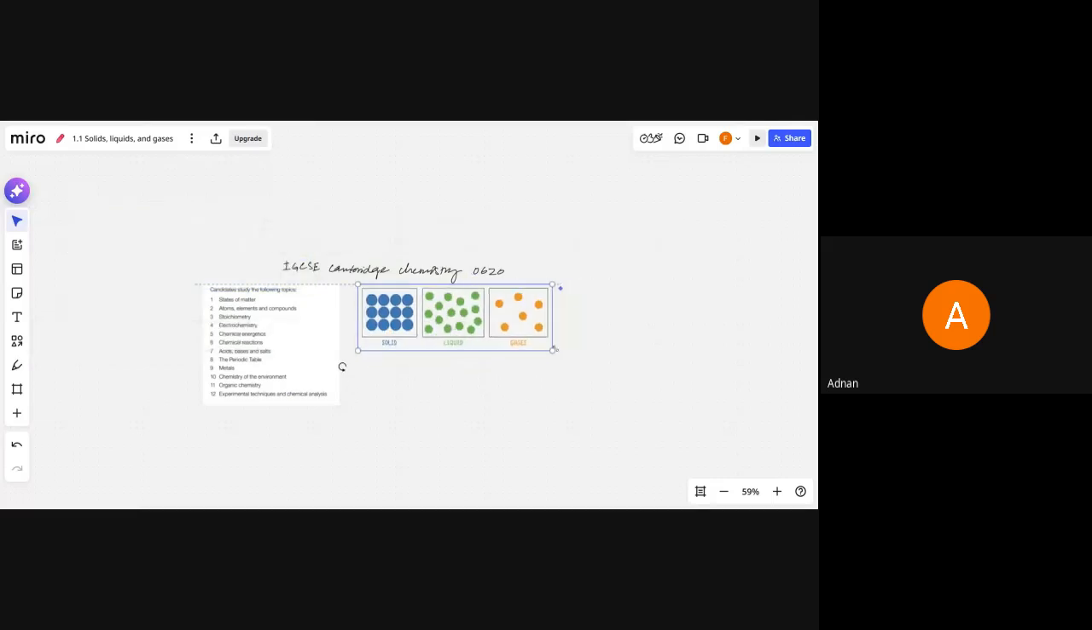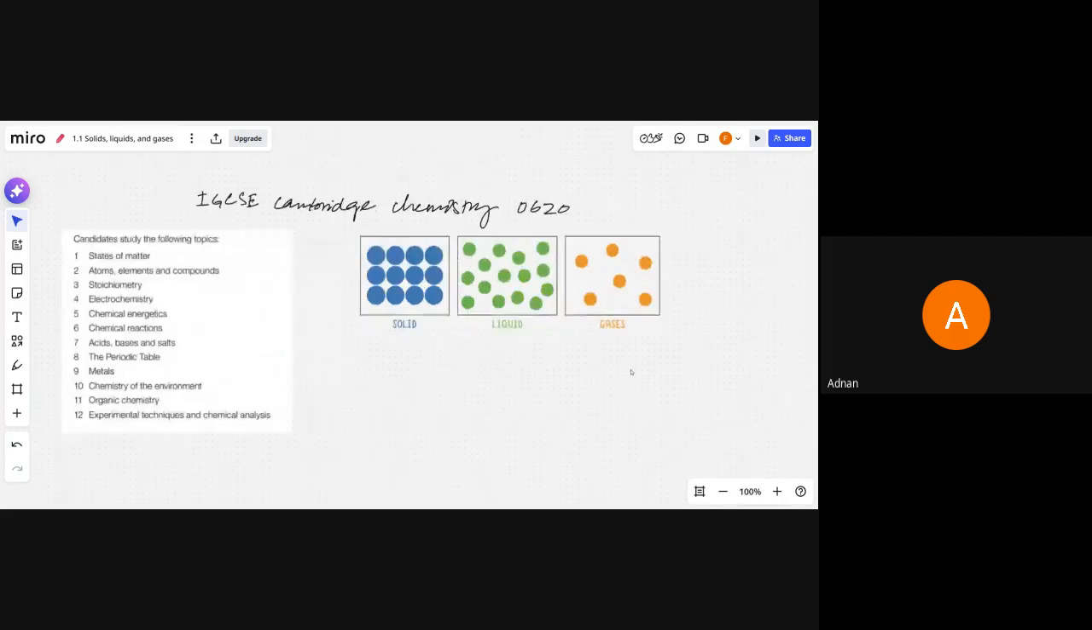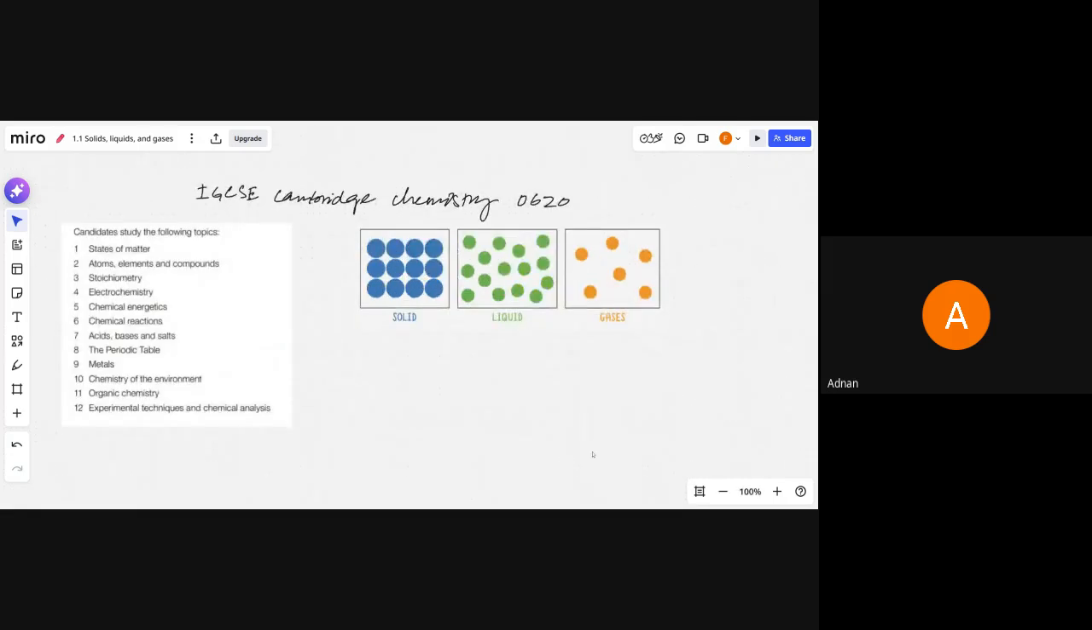So as we already know, matter can be classified into three different states: solids, liquids, and gases. So the first topic is to state the distinguishing properties.